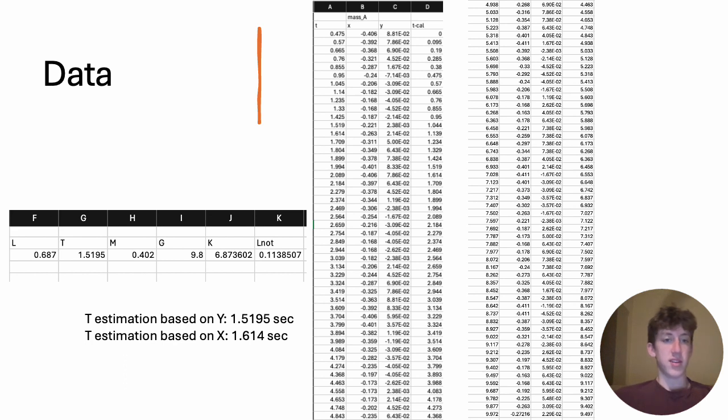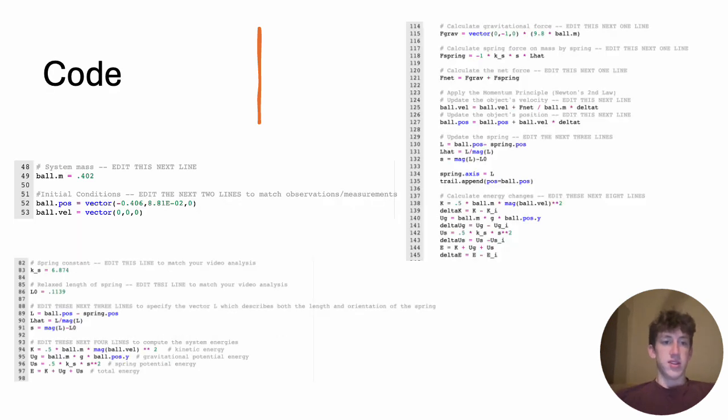And then k, the spring constant for the spring, is 6.874, and the L naught for the spring is 0.114 meters. This is the code.